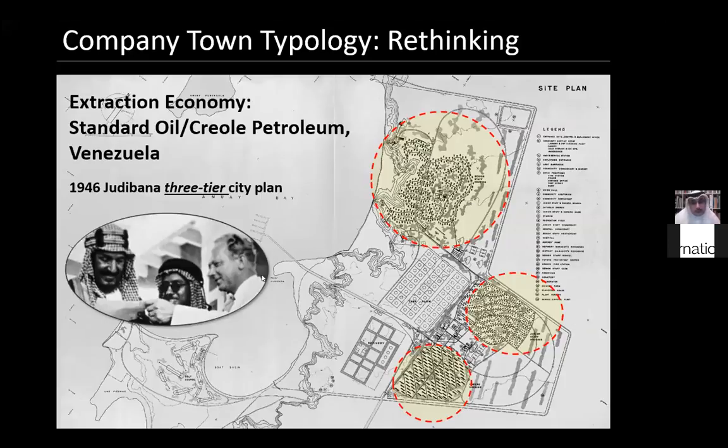I'm bringing back Floyd Ohliger, because before he came to the city of Dhahran, he and most of his staff that started the Dhahran camp were in Venezuela at the Standard Oil of California, which was named Creole in Venezuela. So they came with the urbanization experience that they had established in Venezuela.